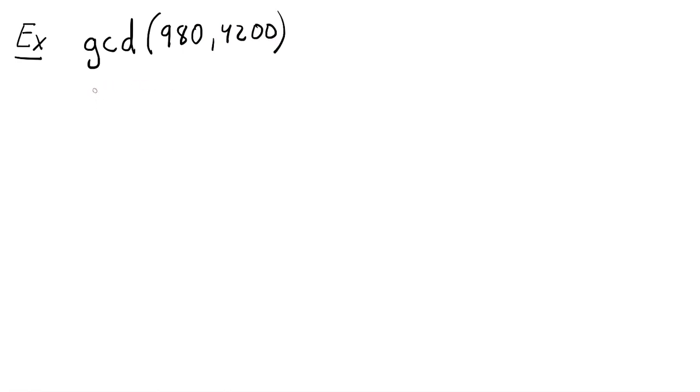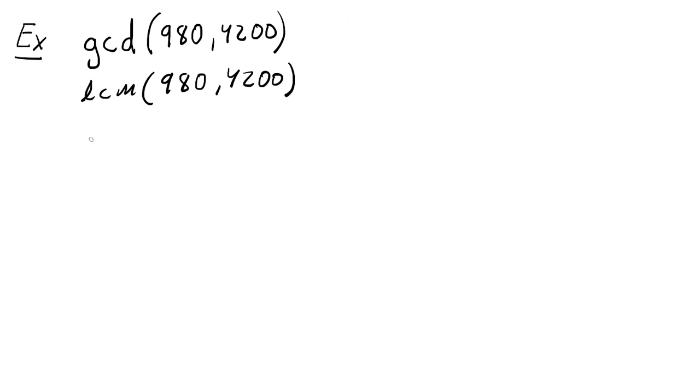And also we want to find out the least common multiple of 980 and 4200. In a later lecture we will see that it's easier to do this for larger numbers with Euclid's algorithm. But we will here keep it simple. We will look at smaller numbers, and then we can do it by looking at prime numbers.